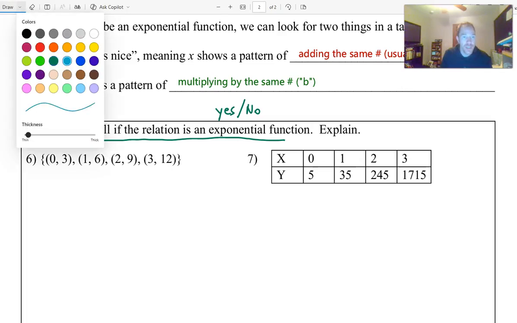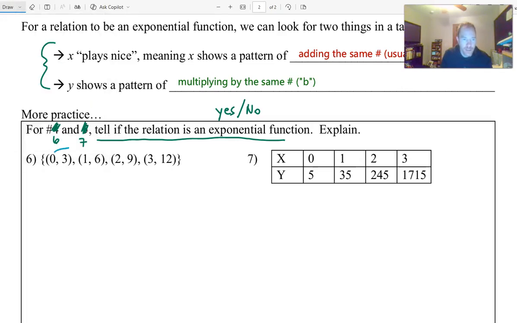But here we go. So make sure x plays nice. What's x doing here? So x is going 0 to 1, 1 to 2, 2 to 3. We're adding 1. So x plays nice. Whoops, I'm going to write that a little bit lower. x plays nice, we got it.